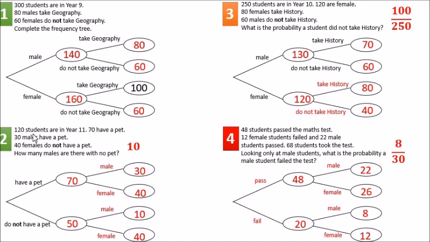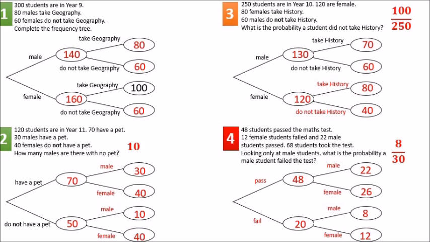Question 2, 120 students in year 7, 70 have a pet. So out of 120 total, 70 have a pet, which means that we have 50 without a pet. Now, 30 males have a pet, so out of those that have a pet, 30 of them are male, which means 40 are female. 40 females do not have a pet, so if they do not have a pet, then we have 40 of them being female, which means 10 of them are male.